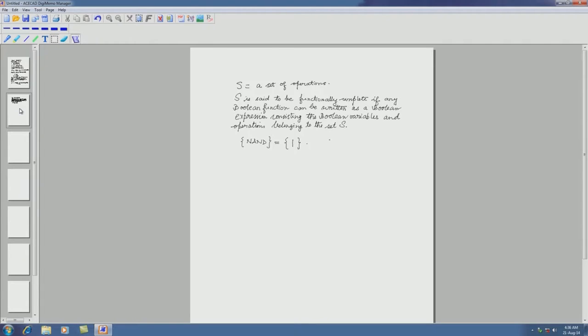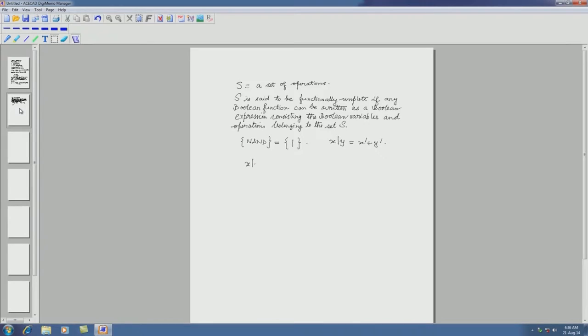NAND is defined as x NAND y equal to x complement plus y complement. Now, in order to show that NAND is functionally complete, we have to show that we can express complementation, OR and AND all three in terms of NAND. In order to check complementation, we see that x NAND x gives me x complement plus x complement, which is of course x complement.